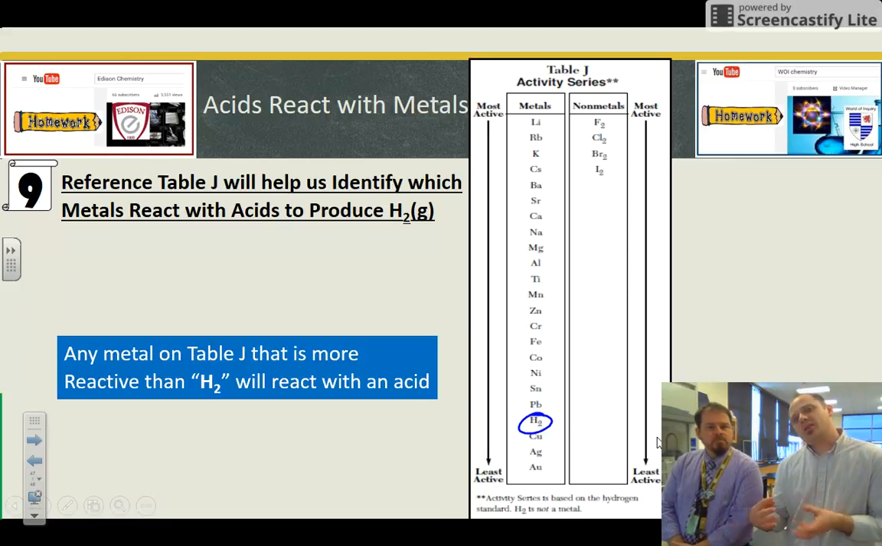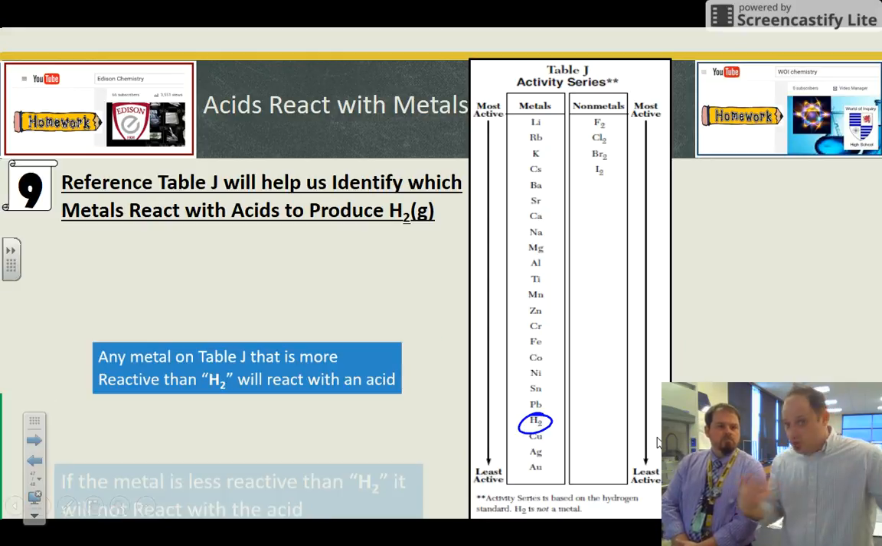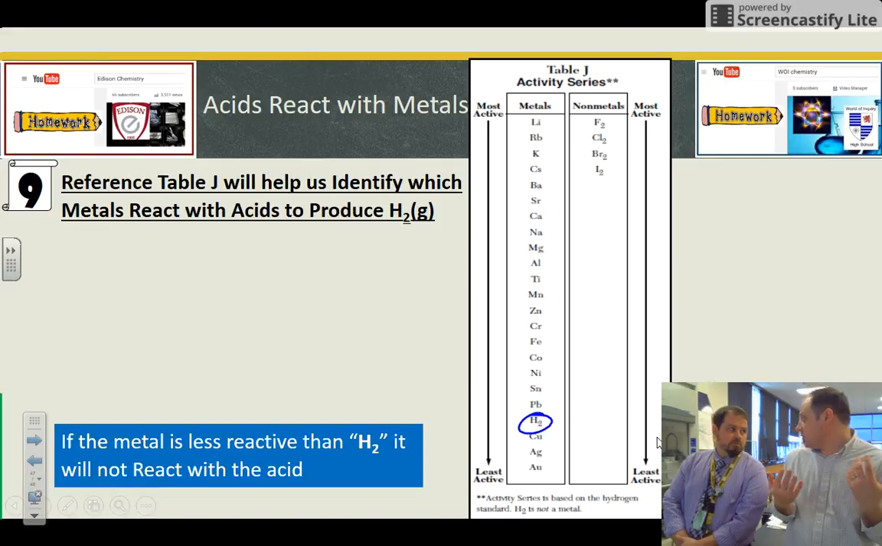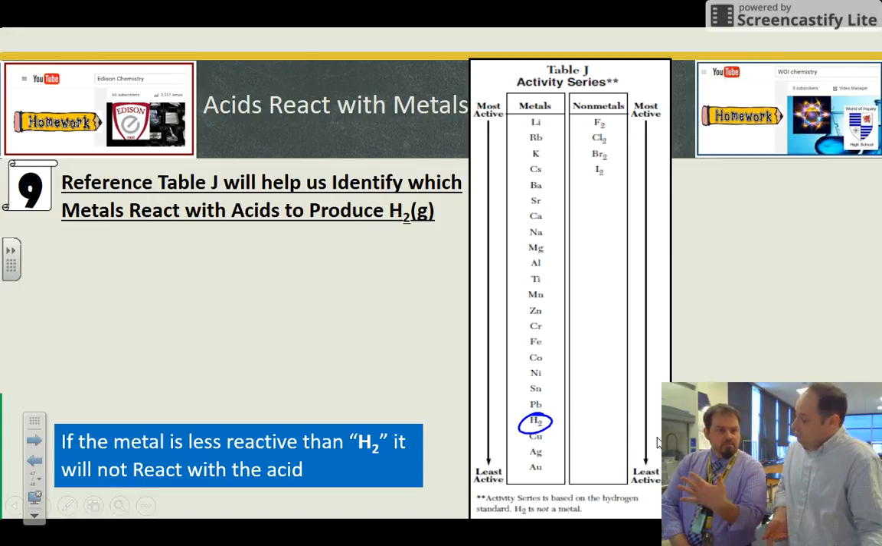So H2 is squeezed in there so that we can say which metal is going to react with the acid. If it's more active than the H2, it will react, like Mr. Milk said. And here it is. If it's less reactive, then it won't.